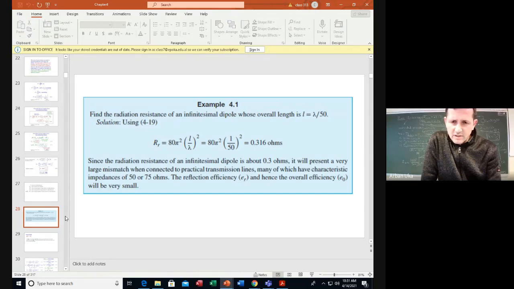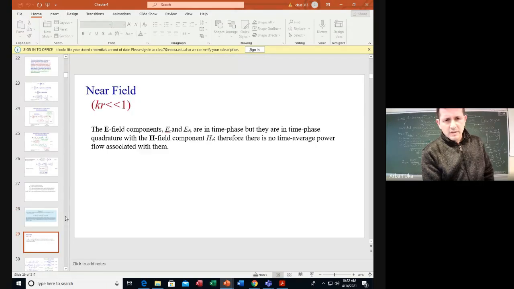Now here we have this discussion that we mentioned in the beginning of this session, where we said that since most transmission lines have impedances in the order of 50 to 75 ohms, an infinitesimally small dipole at this length scale, which is 1/50 of the wavelength, will result in a resistance of 0.3 ohm. It looks like it's going to have a huge mismatch between the 50 ohms and the 0.3 ohms, which means that we're going to have a very small efficiency.